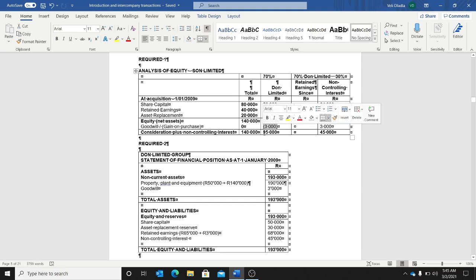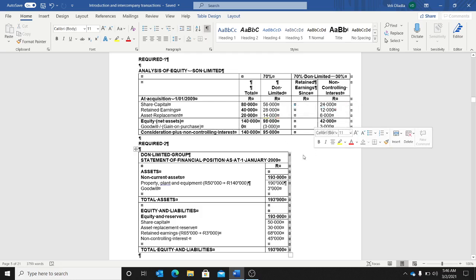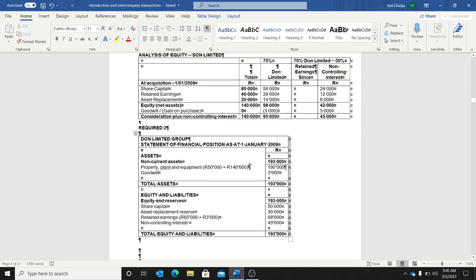Here we've got a gain because you paid 95,000 for something that is worth 98. You get my point? You paid less, which is a gain on bargain purchase. Now, this one is positive and this one is negative. So at the end, it's 0 here, because it's a positive 3 and a minus 3. So they end up at 0. Okay, fine. Obviously, when you come to this side, you add the 3.